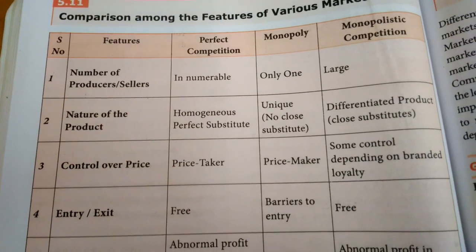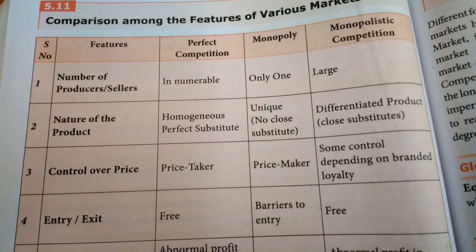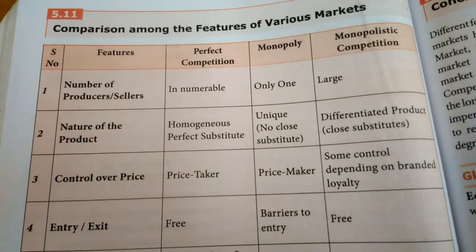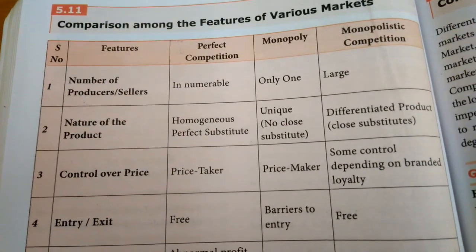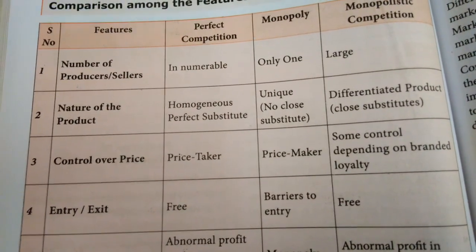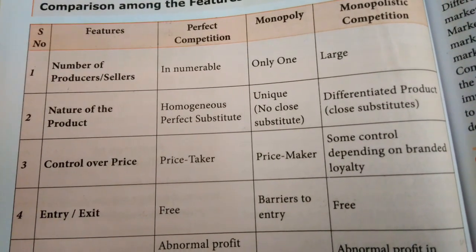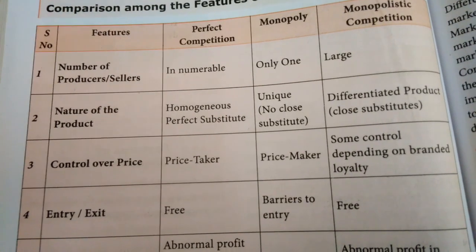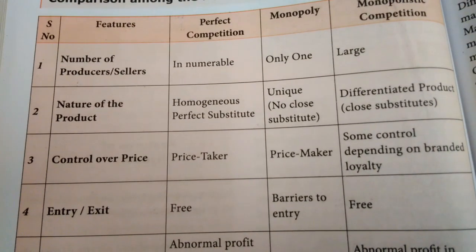Next, monopolistic competition: the product is differentiated, but close substitutes will be there. For example, soap and the different types of soaps. Different companies also produce different types of soaps. So many people can easily get any of the close substitutes.